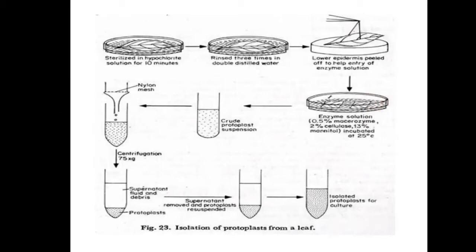and these are incubated at 25 degrees Celsius for 12 to 18 hours, and the mesophyll remains in the enzyme solution. Mesophyll means the leaves. So they remain in the enzyme solution. Then by this gentle process the protoplasts are released.